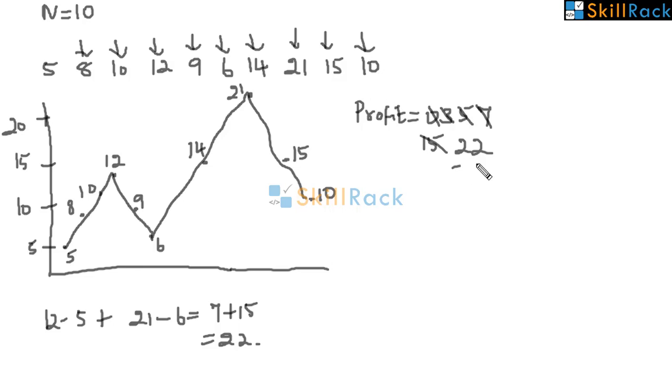So now this profit 22 is the same as this particular profit. So the logic involved here is that the differences when the stock price is increasing, okay, is cumulative. That is, the sum of differences between adjacent elements when it is increasing is equal to the difference between the peak element and the valley element. So that concept we are making use of.